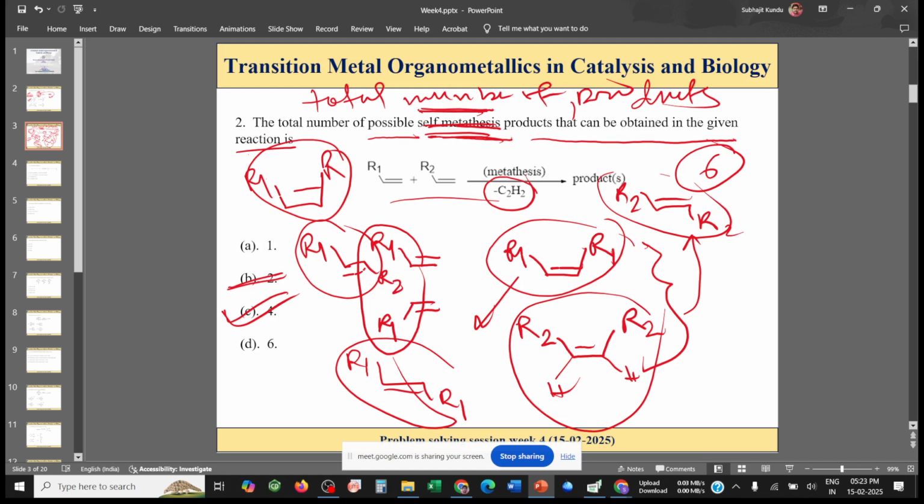If you read the question as the total number of products that can be formed in a given reaction, you may calculate the formation of all the products, and you will get 6 products. But in this question you are only considering the self metathesis products, not the cross metathesis products. So the self metathesis products will be only 4. So 4 will be the correct answer for this question.